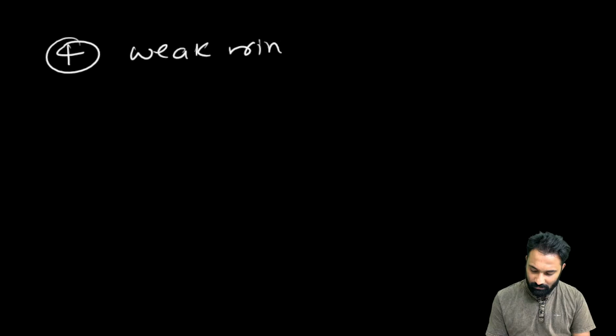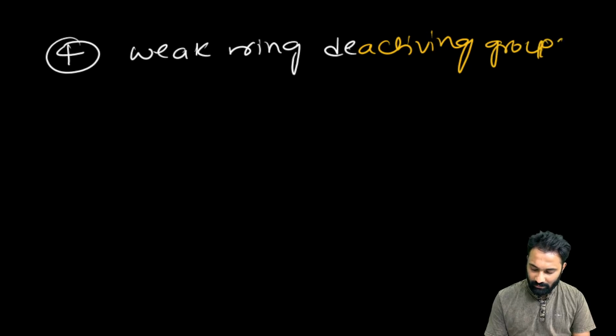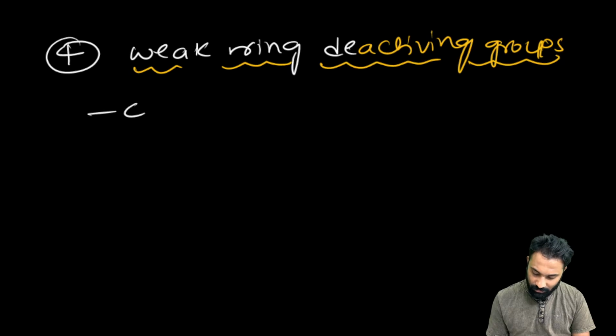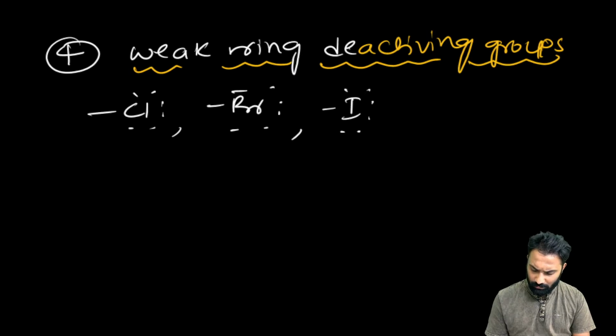Next, the fourth one, weak ring deactivating groups. In the weak ring deactivating groups, we are having the halogens, chlorine, bromine, iodine, etc. Clear? These groups come under weak ring deactivating groups.